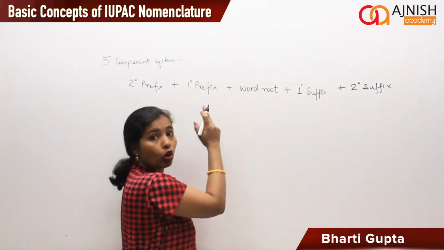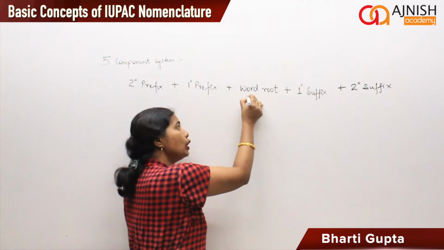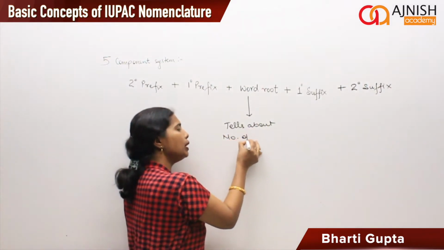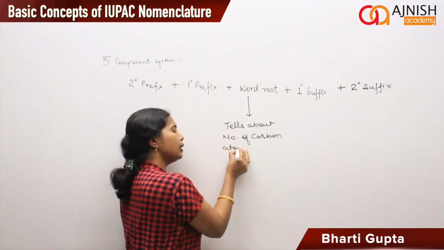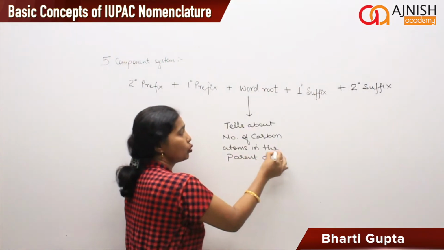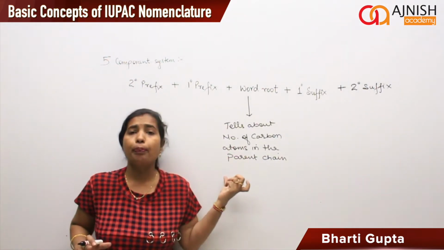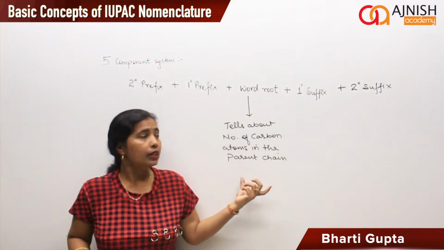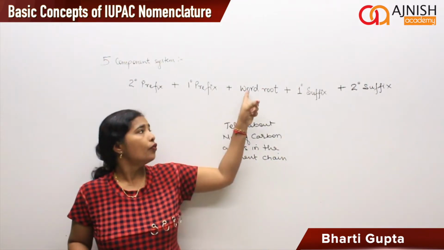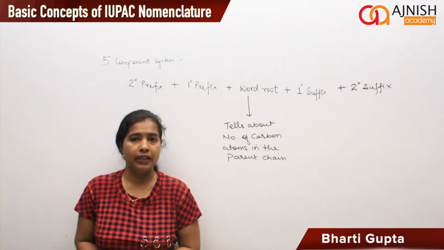First we thought about the word root, so we must know what this word root stands for. Word root tells about the number of carbon atoms in the parent chain. Now what is the parent chain? How to select the parent chain, I will show you in the upcoming videos. But once we know how to select the parent chain, we can decide the word root. So the word root tells about the number of carbon atoms present in the parent chain.